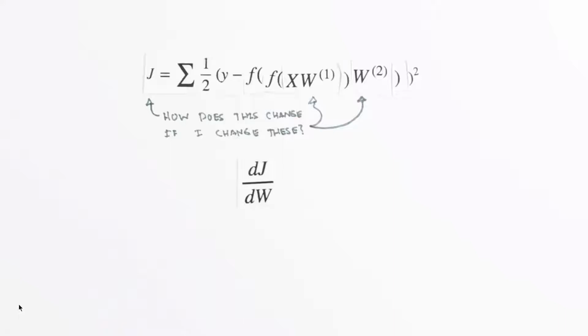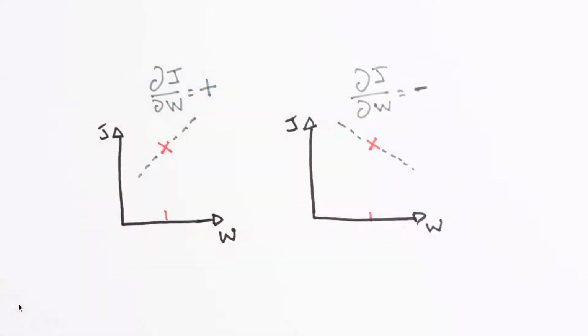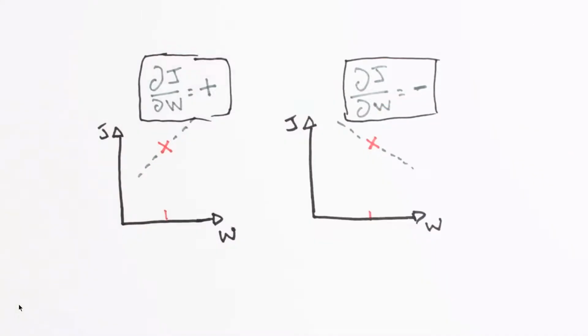And in this case, since we're just considering one weight at a time, this is a partial derivative. We can derive an expression for dJ/dW that will give us the rate of change of J with respect to W for any value of W. If dJ/dW is positive, then the cost function is going uphill. If dJ/dW is negative, then the cost function is going downhill.